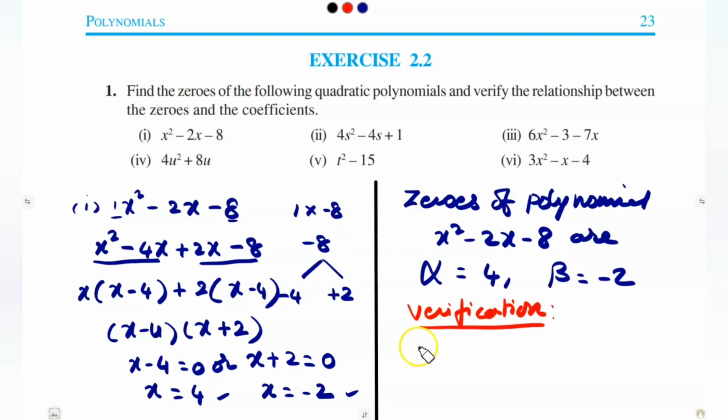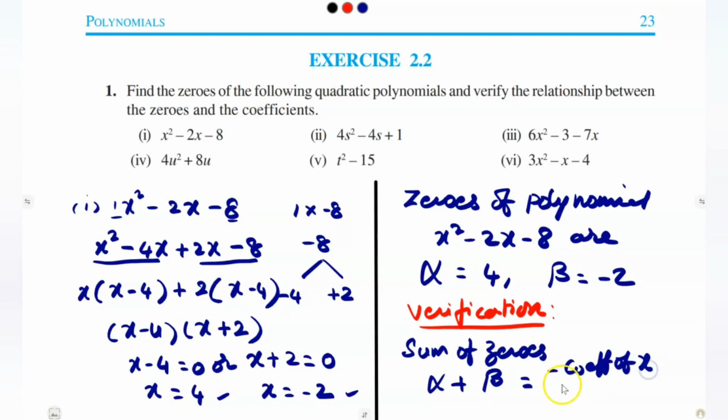So we have the sum of zeros formula. Sum of zeros is equal to alpha plus beta, which is equal to negative coefficient of x by coefficient of x square, right? Okay. Now let us substitute the values of alpha and beta this side, and let us substitute the coefficient of x and coefficient of x square on the right side, and we'll check whether left hand side and right hand side are equal or not. Right? Let's continue.